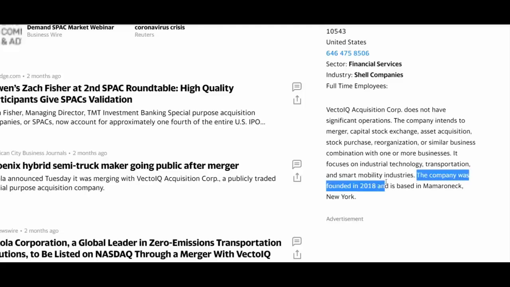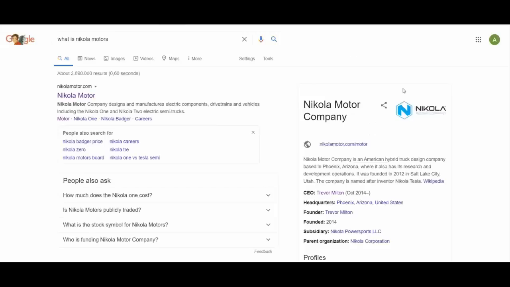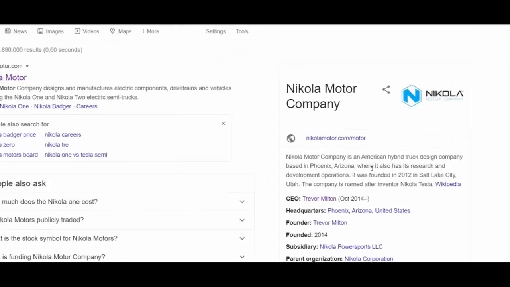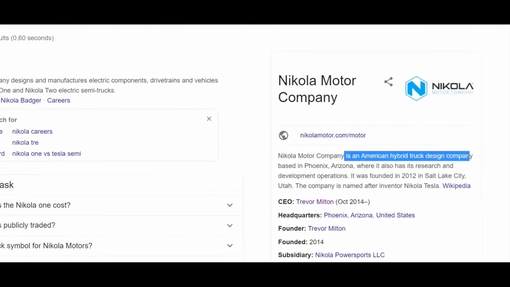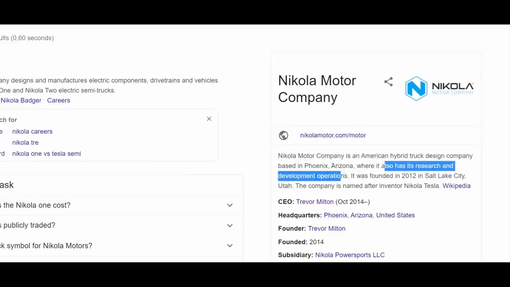The company went public. What I mean by that is that investors can actually buy the stock, so it's available to the public for investment. It went public in 2018, and in this case it is going to merge with Nikola Motors. So what is Nikola Motor Company, and what are they doing? Nikola Motor Company is an American hybrid truck design company, and that's the reason why we say that Nikola Motor is a direct Tesla competitor. It also has research and development operations in Arizona, and was founded in 2012.